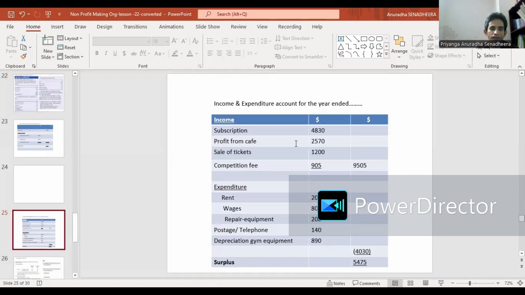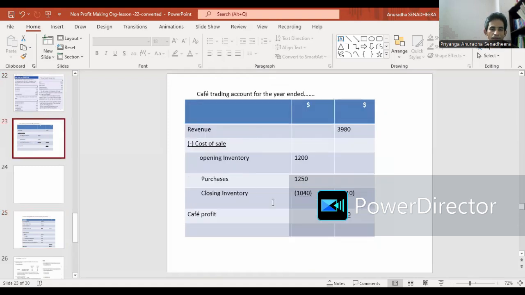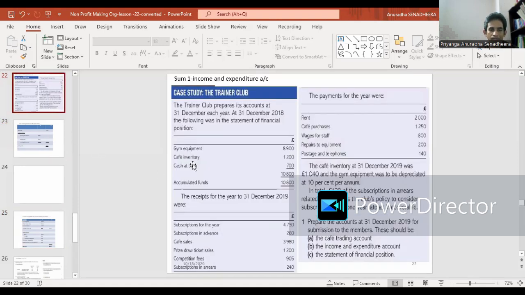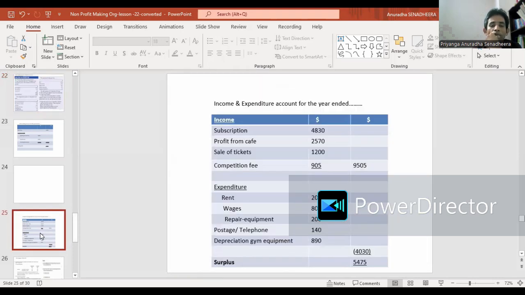And then you get the subscription figure as 4,830. And the profit from cafe you get from what we prepared here, 2,570. And then sale of tickets. All expense and income should be recorded. Sale of tickets must be here. The amount is 1,200.